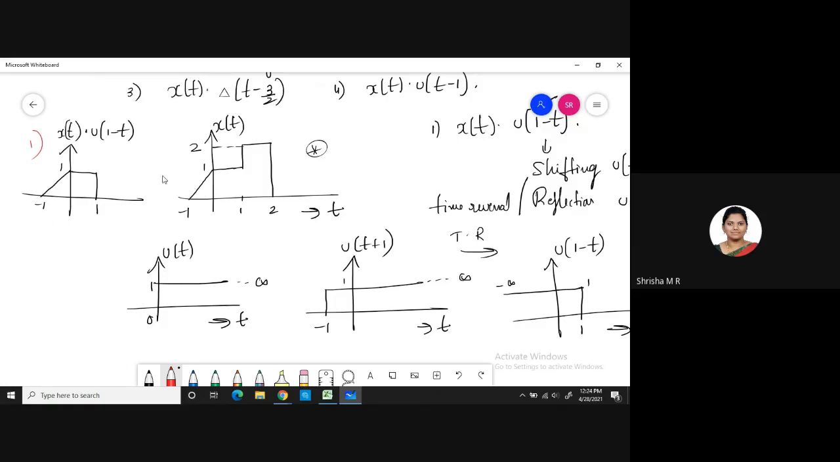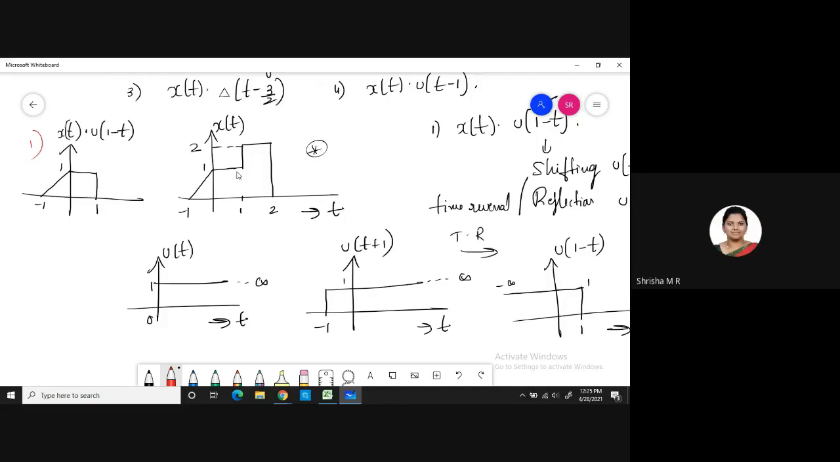Check to the left of x of t and to the right of x of t also. And what you have here, u of 1 minus t. Check to the right of u of 1 minus t. The signal is existing from minus infinity to 1 with an amplitude 1. To the right of u of 1 minus t, that is near instant 2, the signal is 0. So from here to here we will not get anything. But at 1 the amplitude is 2, so 2 into 1 is 2?